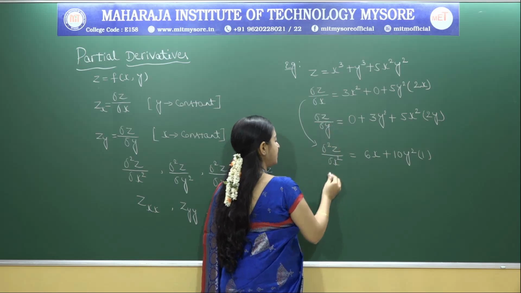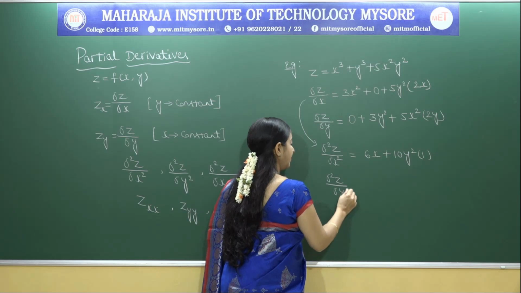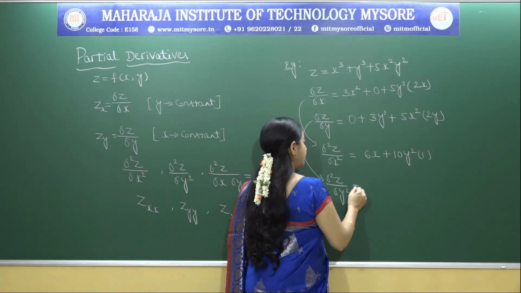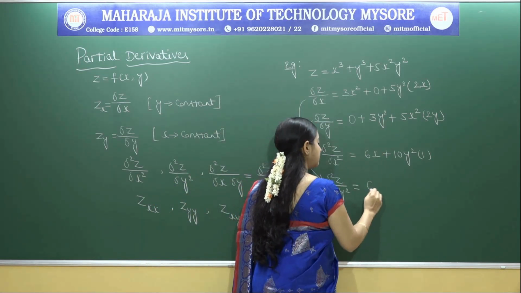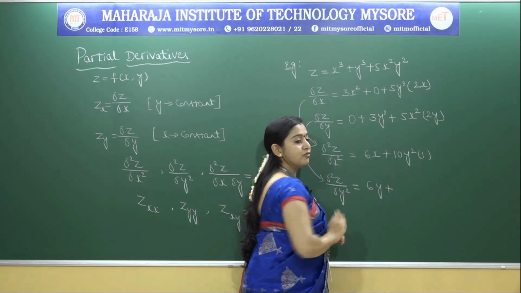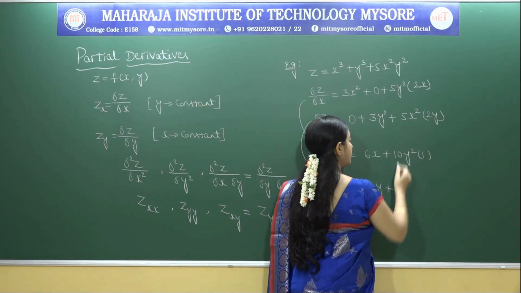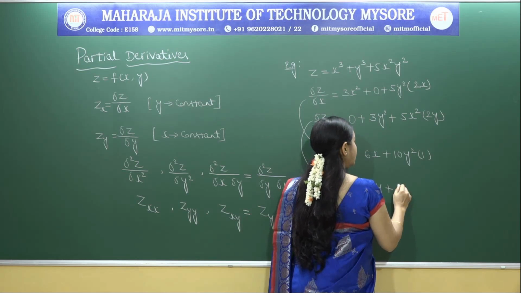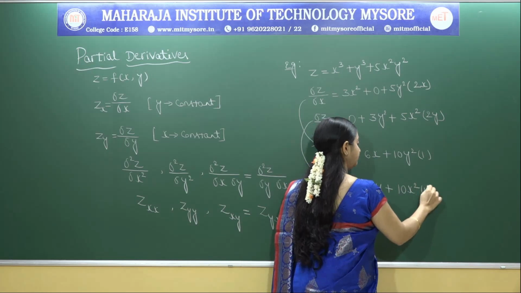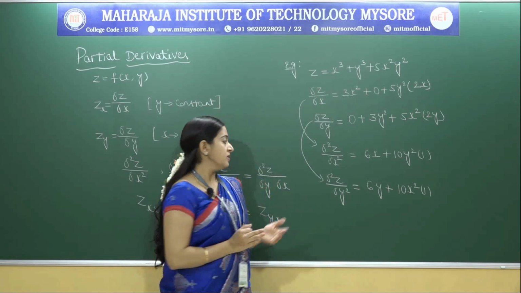Similarly, if you differentiate del z by del y with respect to y again, you will get the second order partial derivative of z with respect to y. The first term, y square differentiation gives 2y, multiplied by 3 gives 6y. In the second term, x is constant, so keep it as a constant term, so it is 10x square, and the y differentiation is 1. This is the second order partial derivative of z with respect to y.